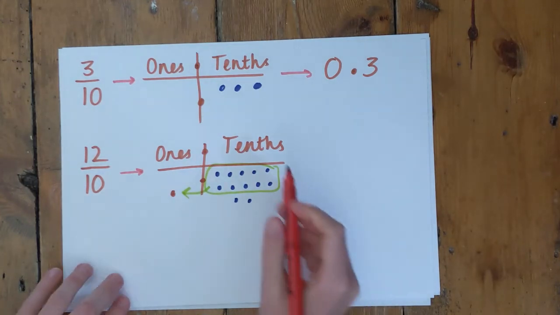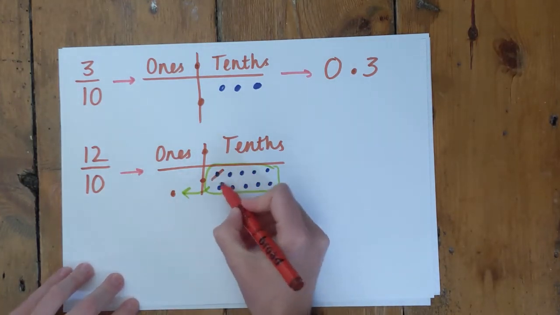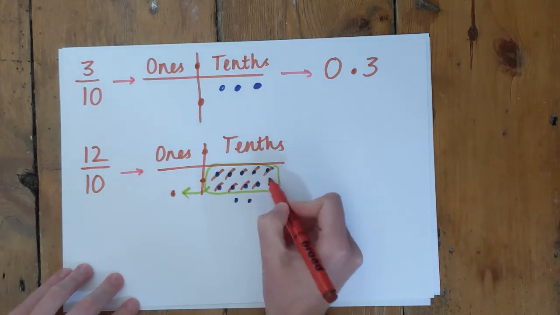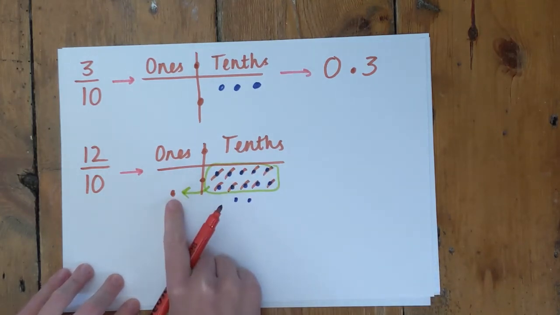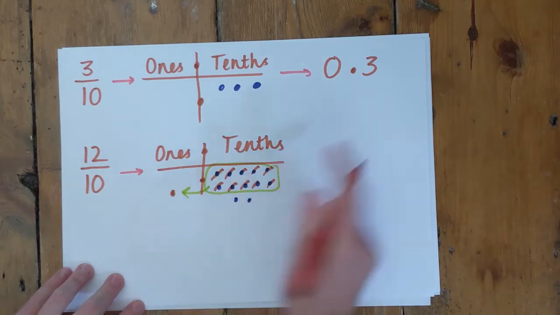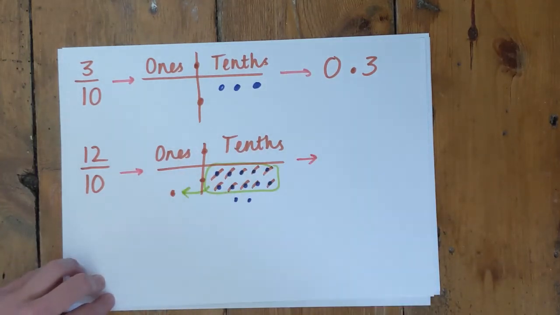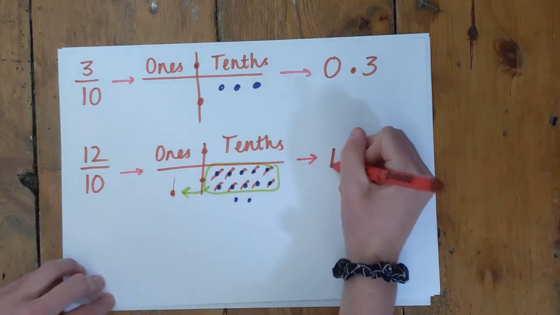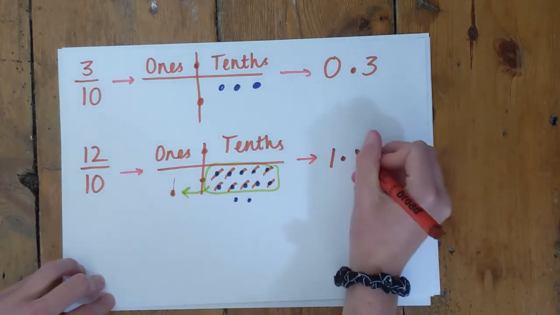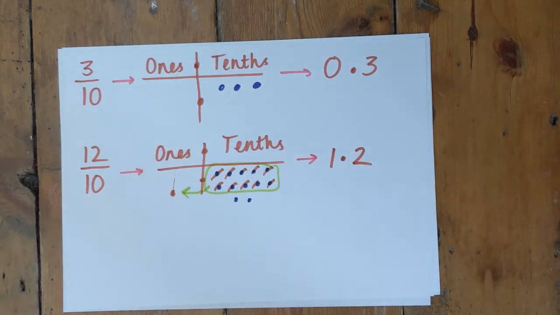Okay, so then I've exchanged these, so we need to get rid of them. And I've exchanged for one over here. So now I'm ready to write as a decimal, and because I've done all of this, it's easy peasy for me to see. I've got one in my ones and two tenths, so it'll be 1.2.